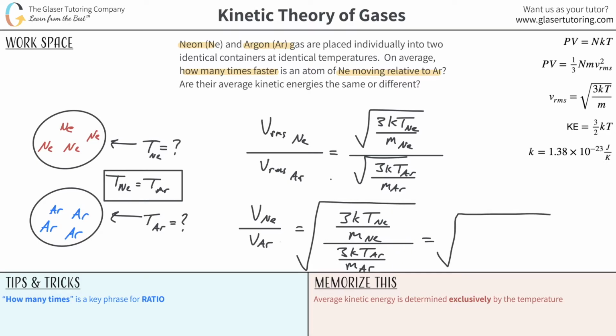Big square root still. I'm going to take the numerator fraction of 3K T sub Ne, divided by the mass of neon, multiplied by the reciprocal of this denominator, so it's the mass of argon, divided by 3K, the temperature of argon. What's interesting is we can now easily see how things cancel. The 3 goes bye-bye, the Boltzmann constant goes bye-bye. And what about the temperatures? They're the same, so they also go bye-bye. What are we left with? A very, very simple square root.